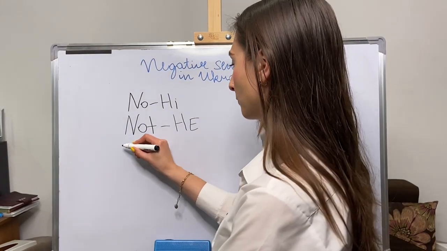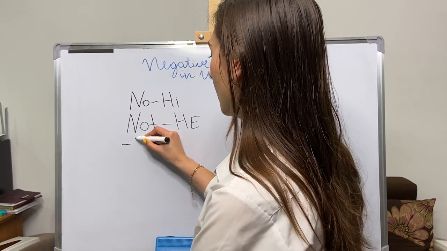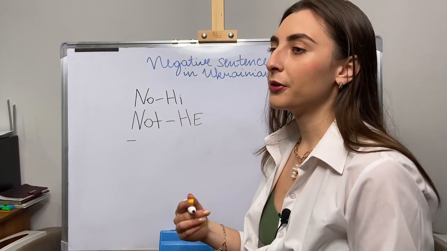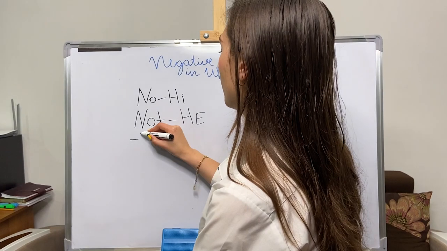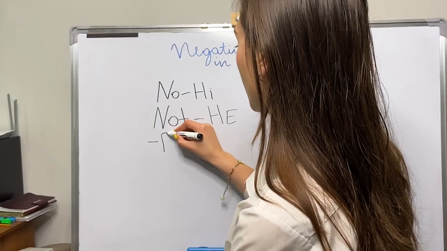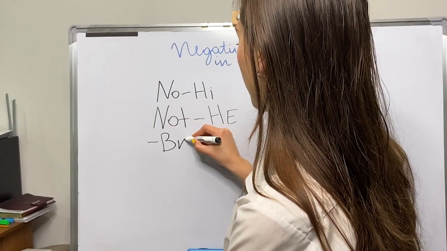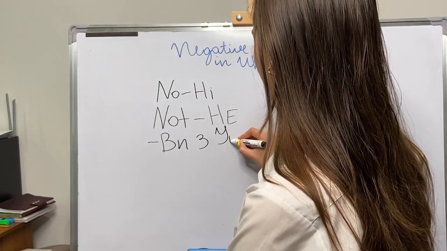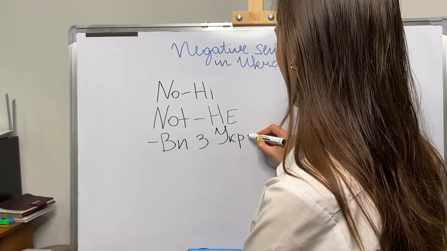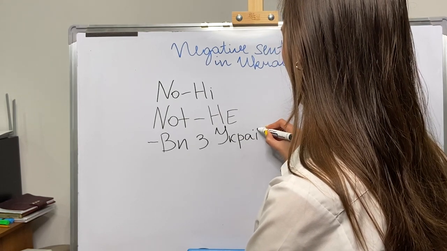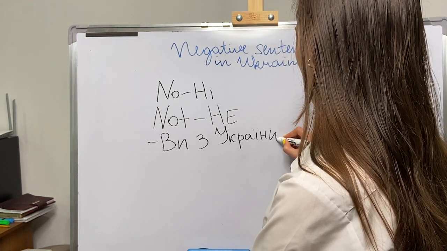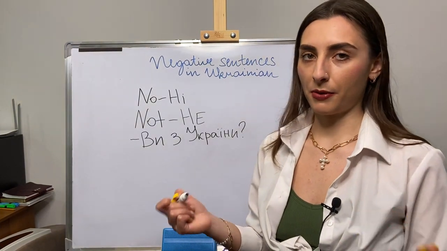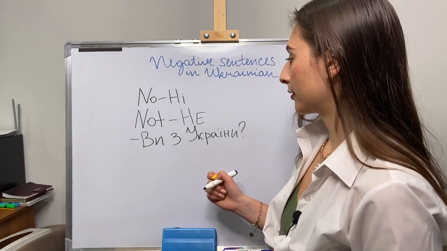So for example, there is a question. For example, somebody asks you, are you from Ukraine? I will write Ukrainian translation. Ви з України? Ви з України? It means, are you from Ukraine? This is a question. Are you from Ukraine?